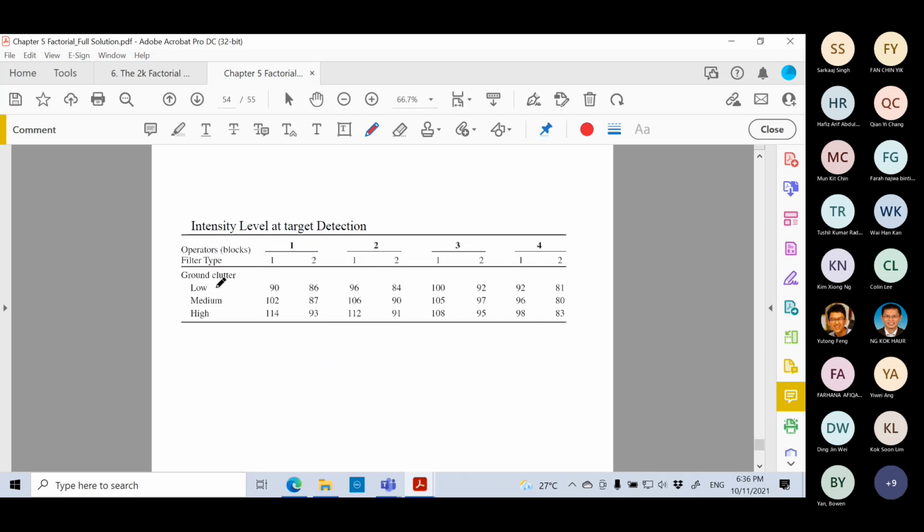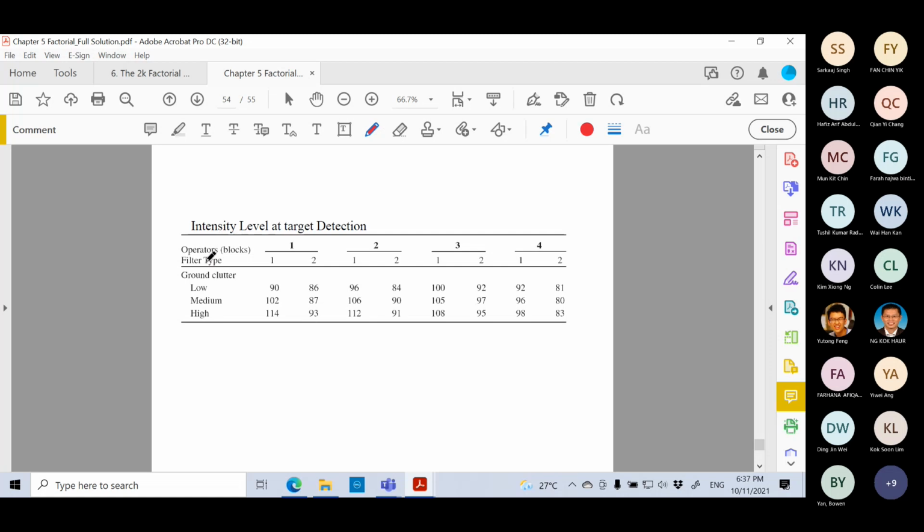Okay. So there is a factor here, the ground cluster, which is low, median, and high. And then the filter type consists of 1 and 2. But because they used different operators, this one becomes the 1st block, this one the 2nd block, the 3rd block, and the 4th block. Because the operator is not the main target of the study for this experiment.